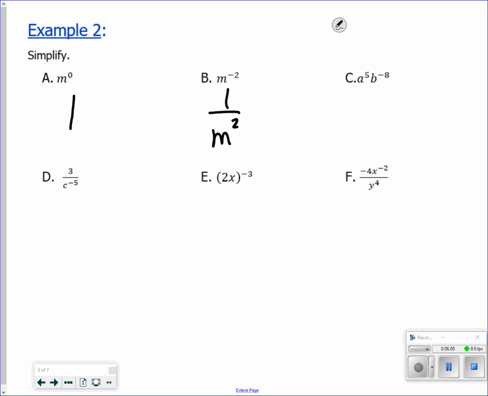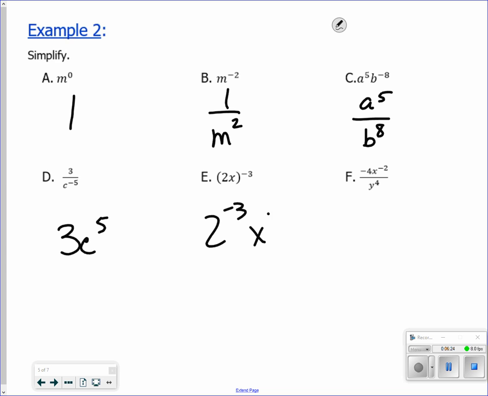M to the negative second means it's in the wrong place. Now the next one's a little bit interesting. The only one that has to move is the B. The A is in the right place, so it doesn't go anywhere, but the B to the negative 8 needs to move to the bottom because it's in the wrong place. The next one, the C to the negative 5th, is in the wrong place. It needs to move to the top.